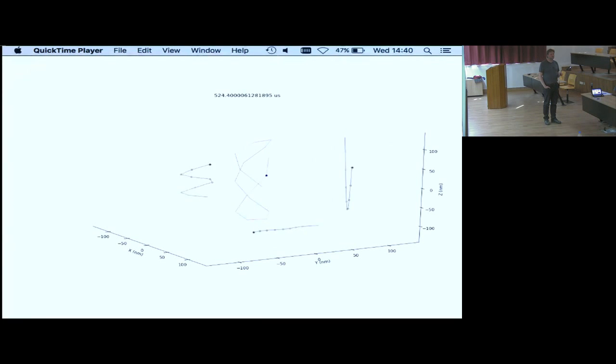The good thing about this movie, it goes about 5 minutes, so I can go out and have a coffee. No. But that is the system that we have.